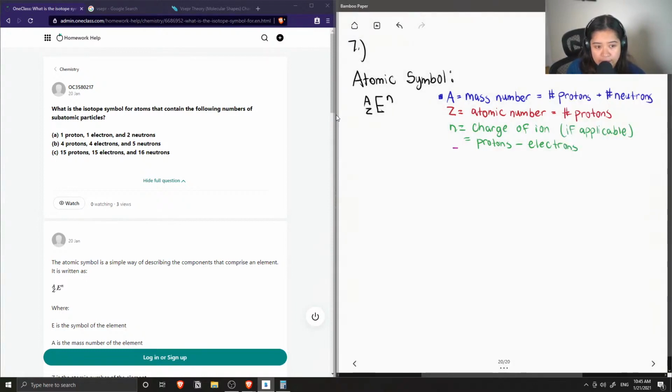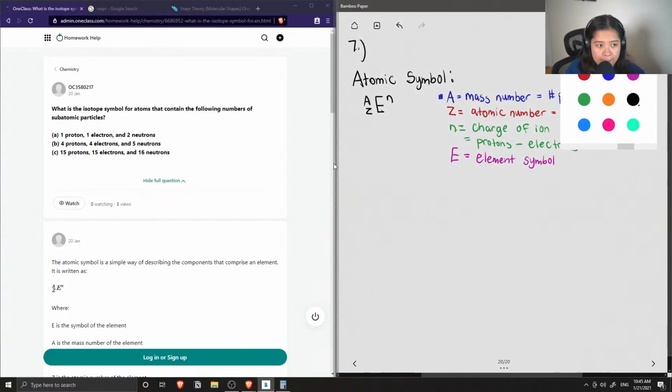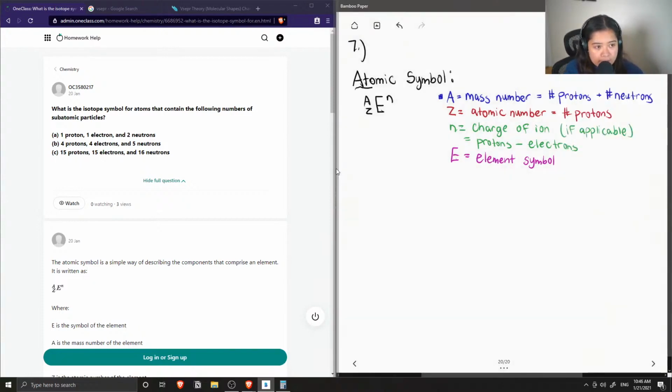And then finally, E, which is the biggest symbol. This is just known as our element symbol. So this tells us what element we have, obviously. Okay, so now that we know how to write an atomic symbol, let's try to answer our question. So we have in part A, 1 proton, 1 electron, and 2 neutrons.